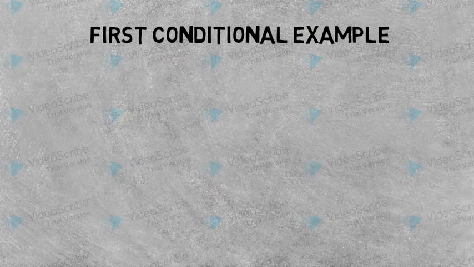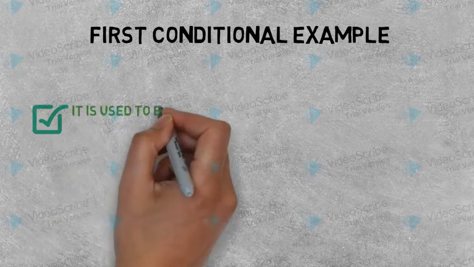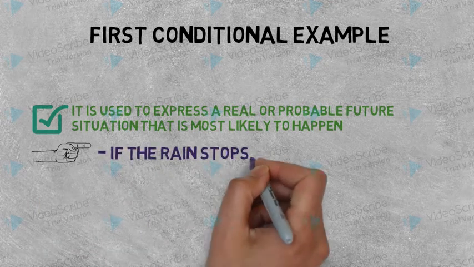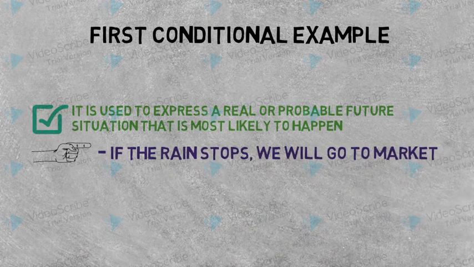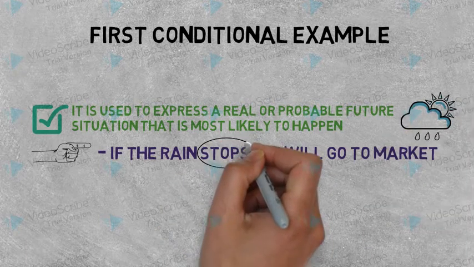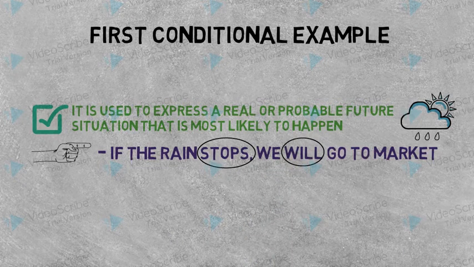First conditional goes like, it is used to express a real or probable future situation that is most likely to happen. In other words, we are sure or certain of a condition to happen. For example, if the rain stops, we'll go to the market. Here we are using stops, which is a present simple tense, in the if clause, and will in the result clause.